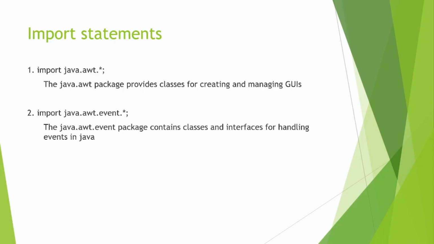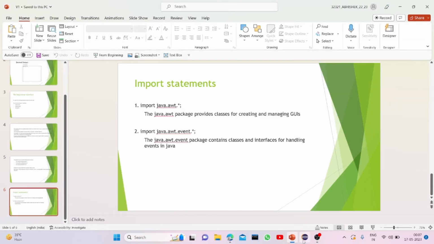Okay, now import statements. What will be the import statements? I'll be using two import statements, that is import java.awt.*. The java.awt package provides classes for creating and managing GUIs. Import java.awt.event.*. The java.awt.event package contains classes and interfaces for handling events in Java. Handling events means whatever event is generated by the user will be handled by this package. Okay, now let's move to the code.